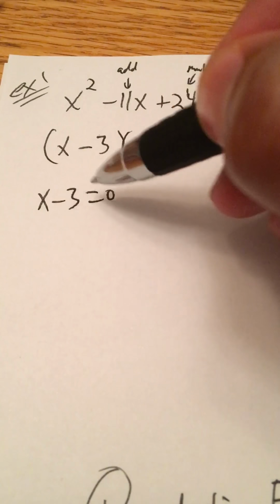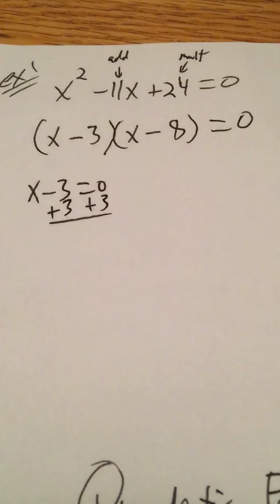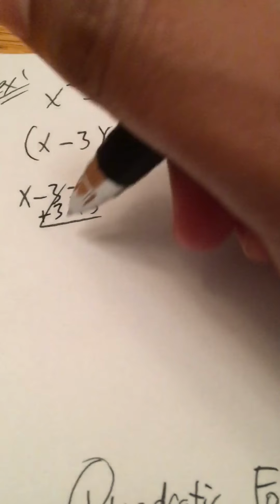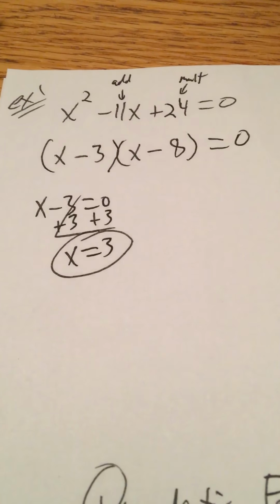So x minus 3 equals 0. How do I solve that for x? Well, I look at the sign, minus 3, and I do the inverse, right? I do the opposite. I add 3 to both sides. That cancels out. I'm left with x equals 3. Boom. There's one of my solutions.